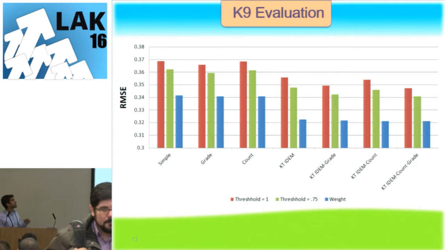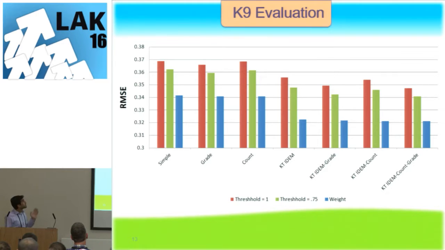The simple model is the simple BKT model. The grade model is our model to deal with the grades of the student. The count model is the KT-IDM. The KT-IDM grade model is a model where you learn the probability of guess and the probability of slip for each grade of a student and for each question. The KT-IDM count is the same idea as the KT-IDM grade, and there is a model that combines them all: the KT-IDM, the count, and the grade.